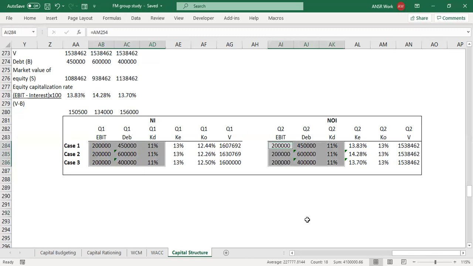Dheeraj, can you please repeat what is KE and KO? So KE is cost of equity, E stands for equity. KD is cost of debt, D stands for debt. KO stands for overall cost of capital, O stands for overall. V stands for value of company. Okay.